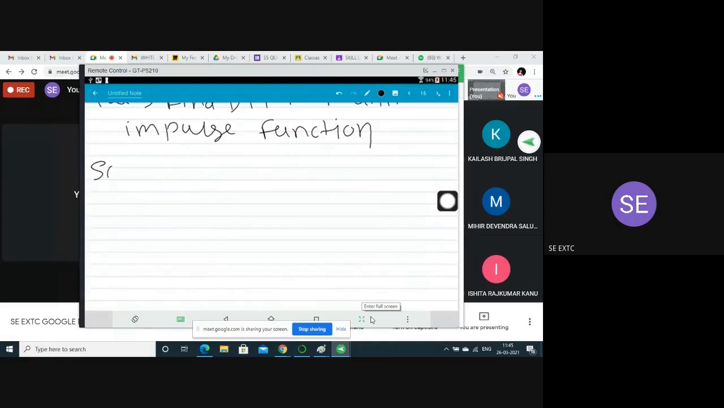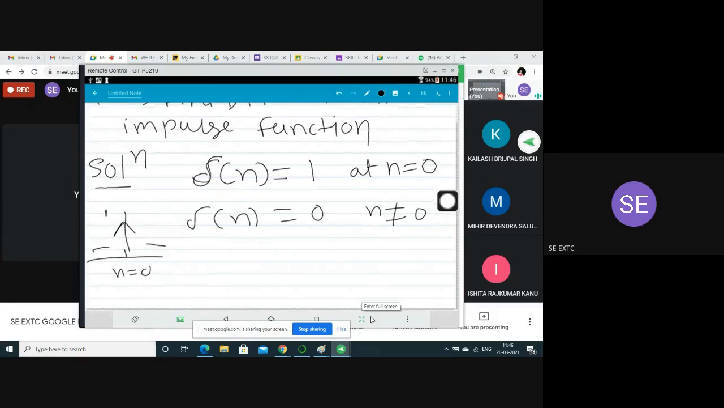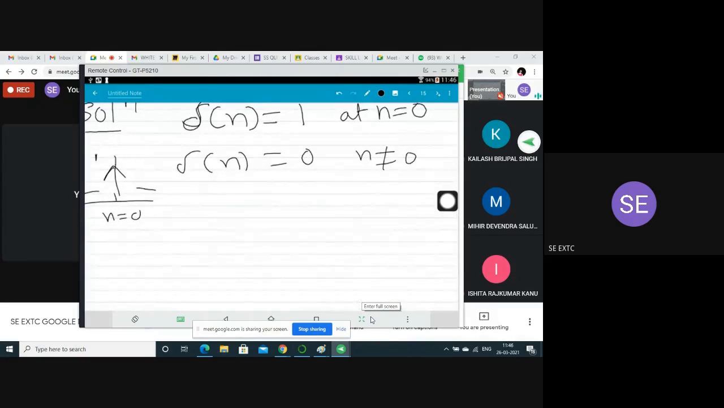That will be equal to, this is the solution, del n equal to 1 at n equal to 0, and it will be equal to 0 when n is not equal to 0. So this will be a unit impulse function: 1 at n equal to 0, and otherwise it will remain 0. So now we have to write the formula of the Fourier transform, the DTFT.